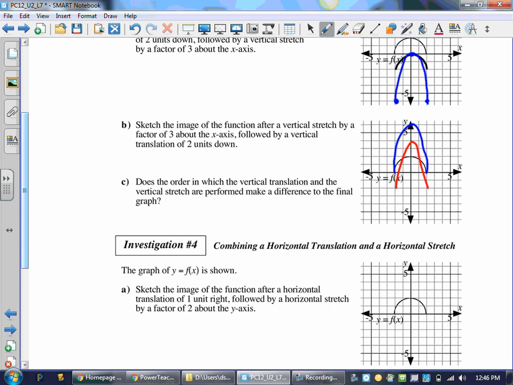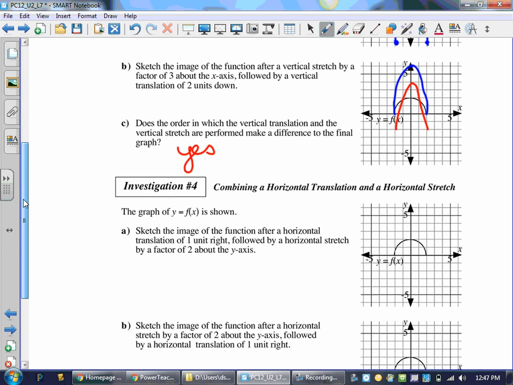Do we get a different picture? Yes, we do. Does the order in which the vertical translation and the vertical stretch are performed make a difference? Yes. Huge. Circle that one. Massive. If you have a vertical stretch and a vertical translation, order matters.